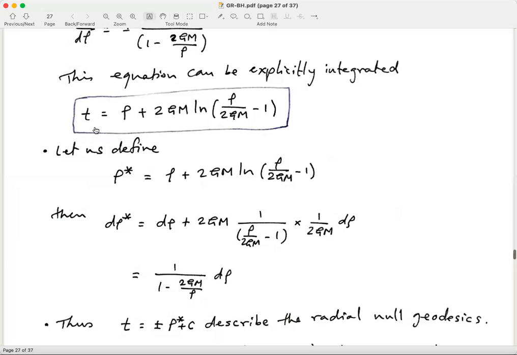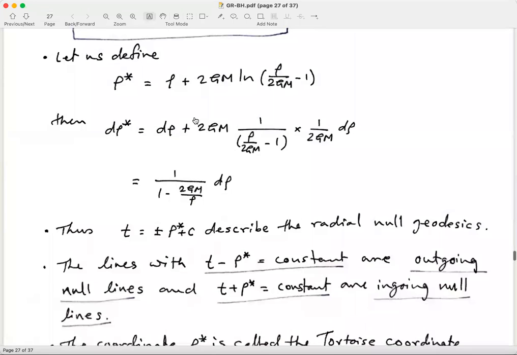Okay, so this equation in the bracket, written in terms of the rho star coordinate system, is basically t equal to rho star. Because rho star is precisely the right hand side of this equation. So we could have radial null geodesics having values t equals plus or minus rho star up to some constant. Lines which are t minus rho star equal to constant are outgoing null geodesics, because as t grows, rho star also grows, so that t minus rho star is constant. Since rho star is growing, it's an outgoing trajectory.